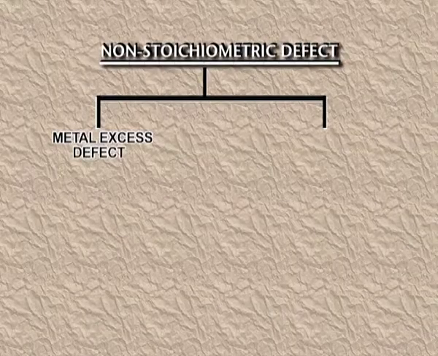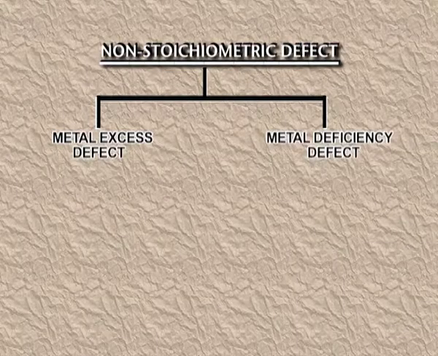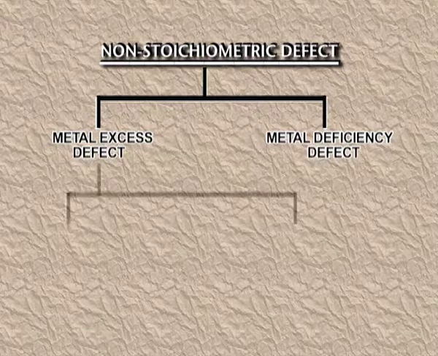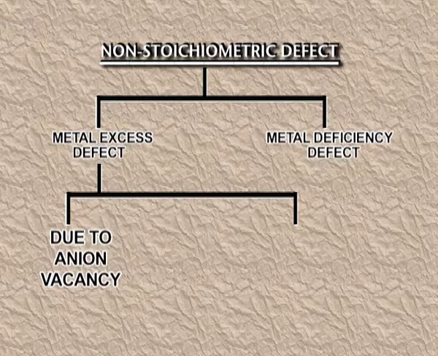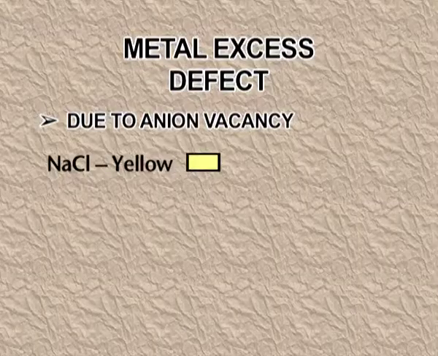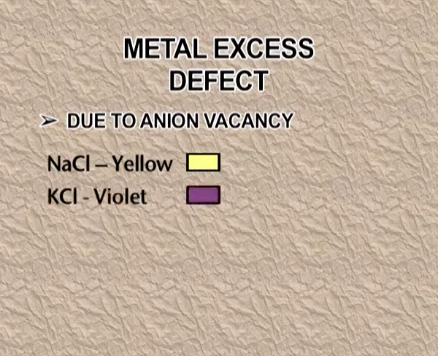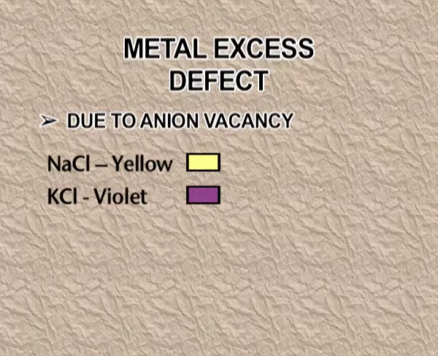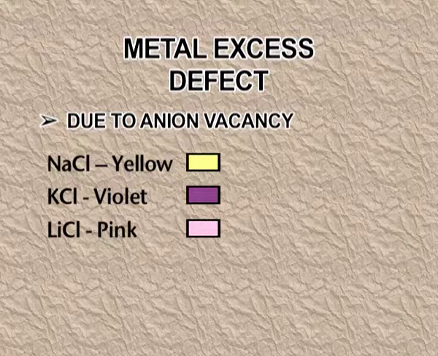It is further classified into the metal excess defect and metal deficiency defect. Metal excess can take place due to anion vacancy or due to the presence of extra cations. Now let's see one by one. The alkali metal halides are colored. For example, sodium chloride is yellow in color, potassium chloride is violet, lithium chloride is pink in color.